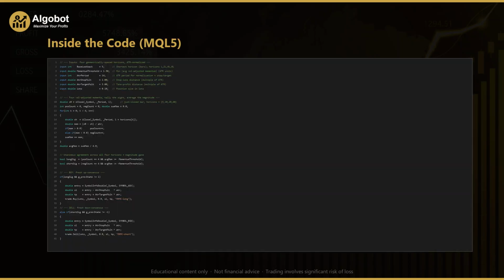Let's look at the actual MetaQuotes language code the expert advisor runs, just as you'd see it in MetaEditor. At the top are the inputs. BaseLookback, defaulting to 5, sets the shortest horizon, and the 4 horizons become 5, 10, 20, and 40 bars. MomentumThreshold, at 1.5, is the minimum average vol-adjusted momentum in ATR units needed to call something a trend. ATR period is 14, and it drives both the normalization and the stop and target distances. The ATR stop and target multipliers, 2 and 3, set those brackets in ATR multiples, and lots is the position size. In the middle block, you can see the loop that builds the 4 momenta.